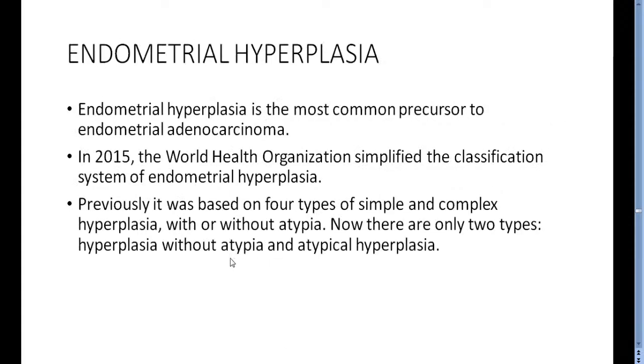leiomyosarcomas. But anyway, cancer of the endometrium usually starts from endometrial hyperplasia, which is not a malignant disease, but may be premalignant in some patients. In 2015, the World Health Organization simplified the classification for the understanding of both doctors and patients, of course. So now we can distinguish only two types: hyperplasia without atypia and hyperplasia with atypia, so atypical hyperplasia.